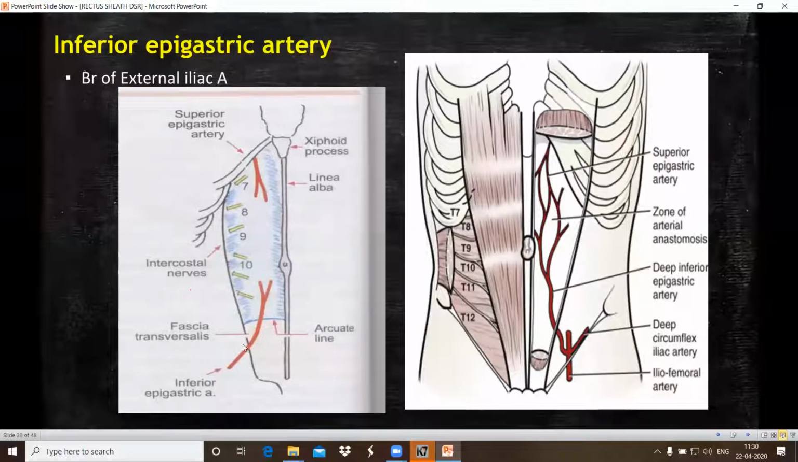The inferior epigastric artery, I already told you, is one of the branches of the external iliac artery. It runs between the extraperitoneal tissue and fascia transversalis, pierces the fascia transversalis, enters into the rectus sheath, and runs over the arcuate line of Douglas. So again I am repeating, the inferior epigastric artery is a branch of the external iliac artery. It pierces the fascia transversalis, enters into the rectus sheath, and runs over the arcuate line.